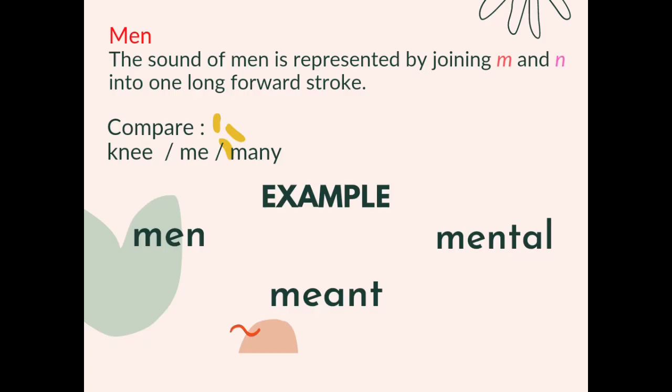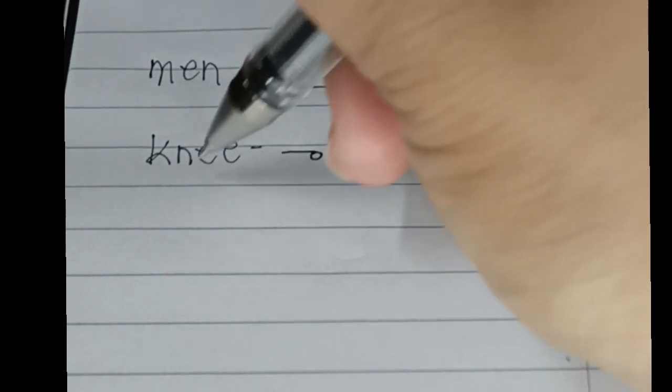Okay, so our discussion is all about the rule in man. The sounds of man is represented by joining M and N into one long forward stroke. Alright, so let's try it. Men, according to the rule, we have to join the M and N, forming a straight line that is longer. So let's have an illustration so that you will see the difference. The word for instance is knee, which is represented by N and E. Alright, because K here is not pronounced.